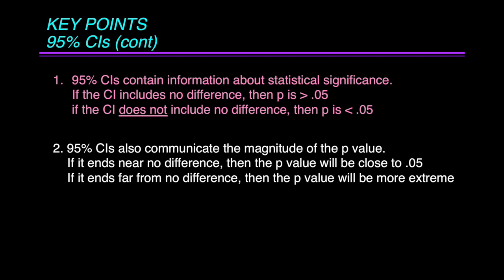If the 95% confidence interval ends near no difference, then the p-value will be very close to 0.05. If it ends far from no difference, then the p-value will be more extreme, and you have to look at it to see which direction it will be more extreme. This takes a little practice to get used to, but you'll begin to notice the relationship between the confidence interval and the magnitude of the p-value.